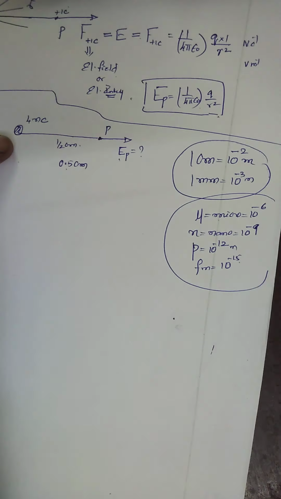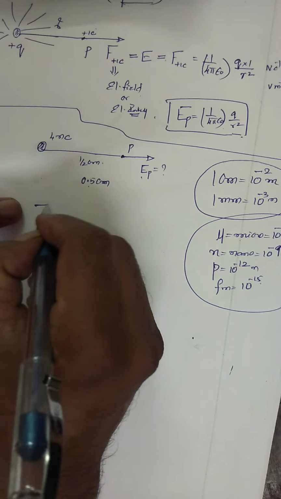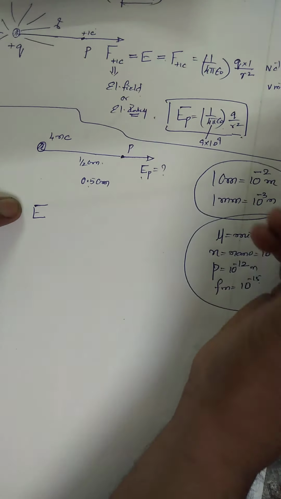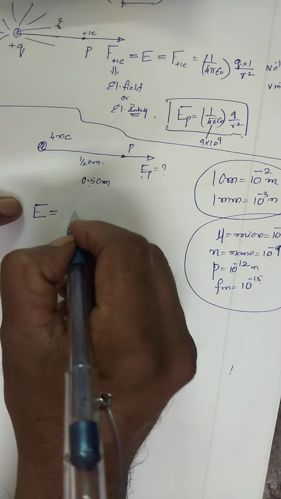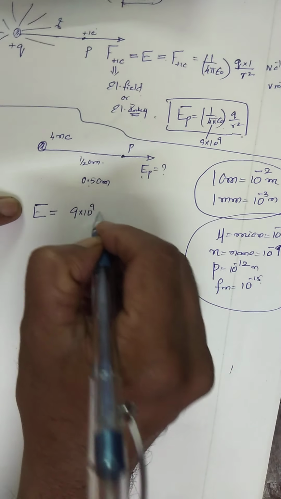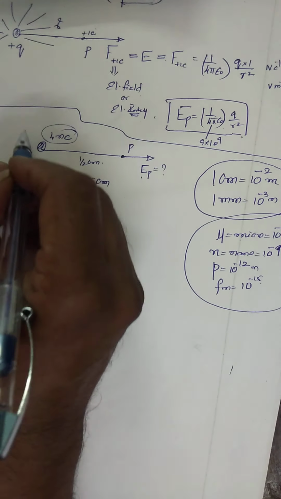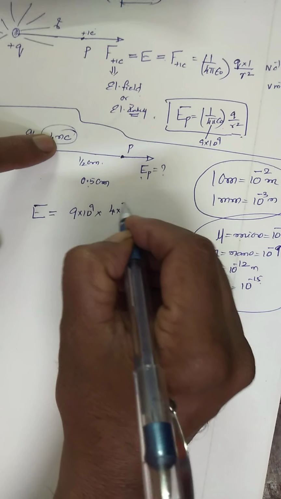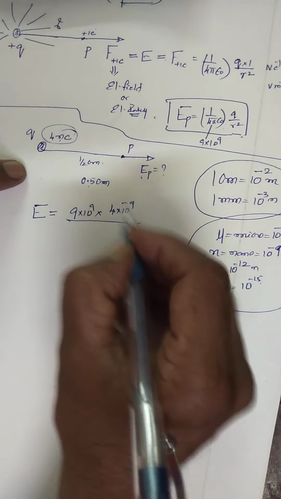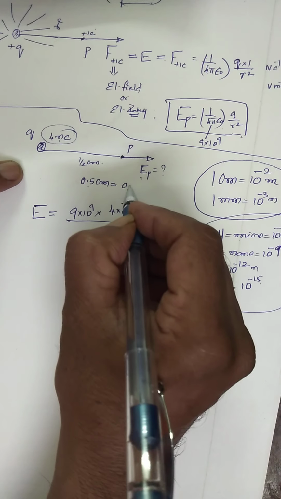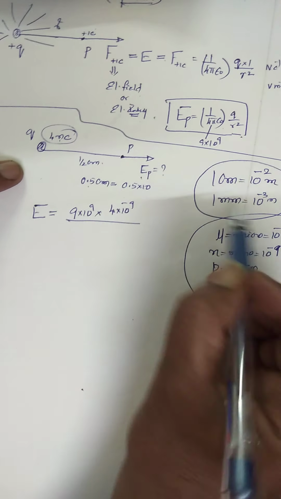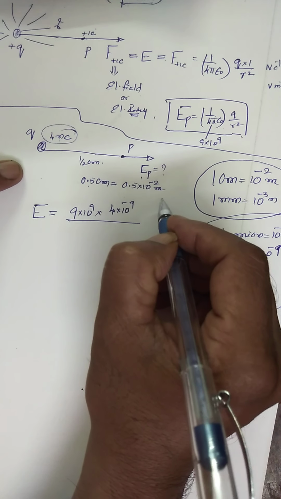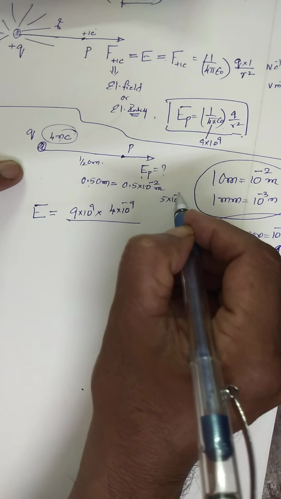Now, what is the electric intensity at the point? They are asking for this value. The electric intensity is equal to 9 into 10 to the power of 9, into what is the charge here? This is Q, so 4 nanocoulomb. Nano means 10 to the power of minus 9. Divided by, what is the distance here? 0.5 centimeter is 0.5 into 10 to the power of minus 2 meter.